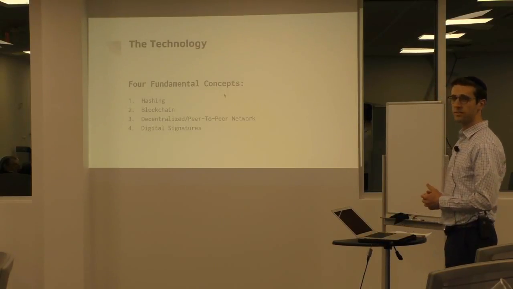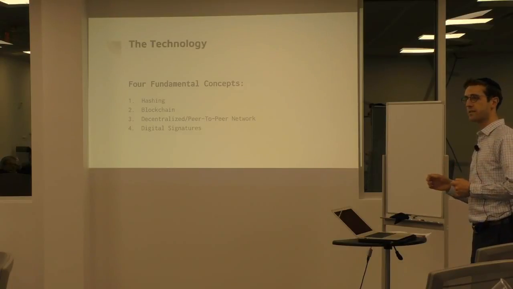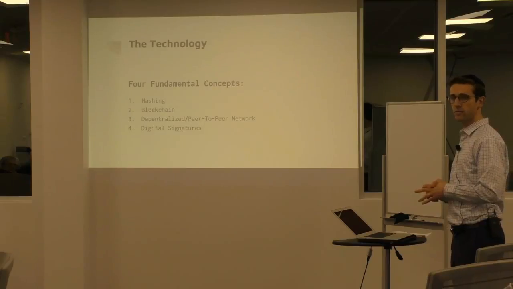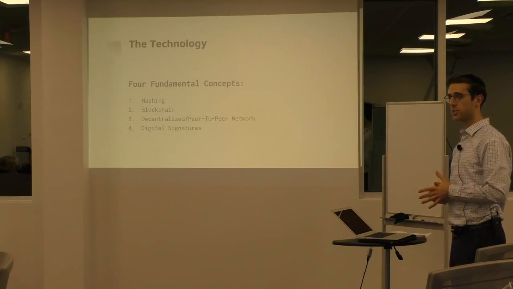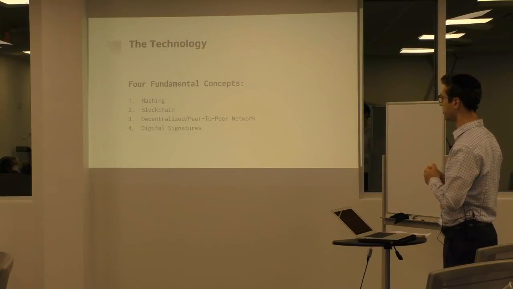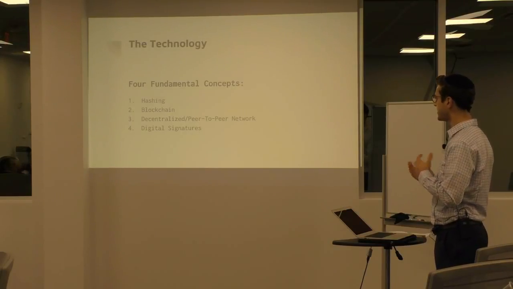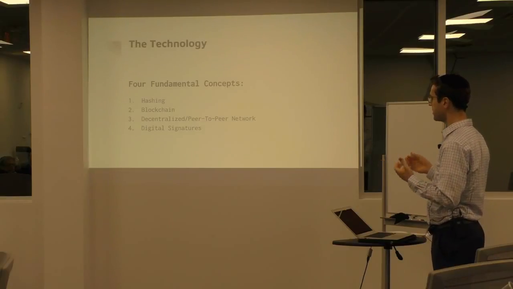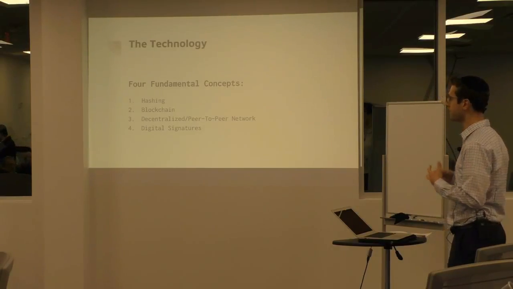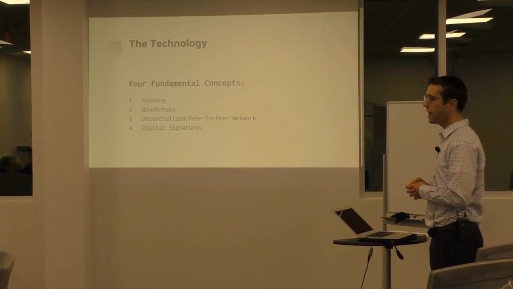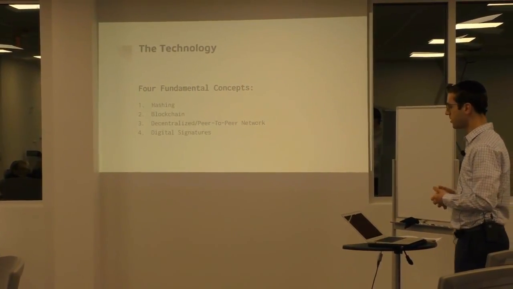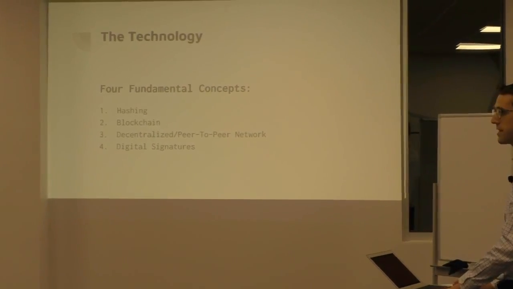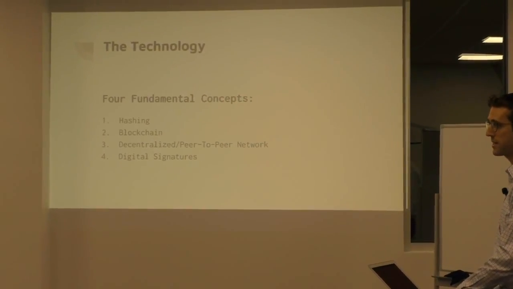All right, so in order to understand Bitcoin, there's 4 basic technologies that we have to understand. Number 1 is hashing. Number 2 is blockchain, this word that everyone's throwing around. The third one is a decentralized or peer-to-peer network. And the fourth technology is digital signatures. These are all technologies or concepts that together form Bitcoin. And if we can understand these 4 concepts, then we'll really fundamentally understand exactly how Bitcoin works.